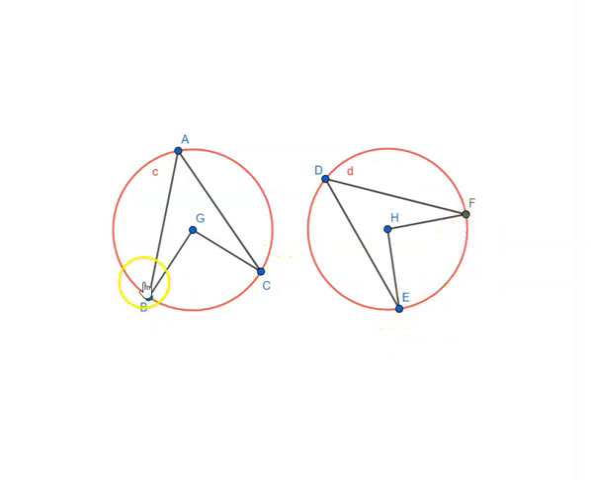Okay, let's see how we can go about proving this. Let's do this by contradiction, proof by contradiction. Let us say that angle BGC and angle EHF are not equal. That means one of them has to be greater. Let us say BGC is greater than EHF, right?